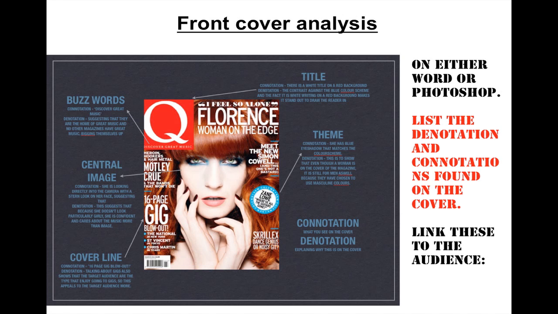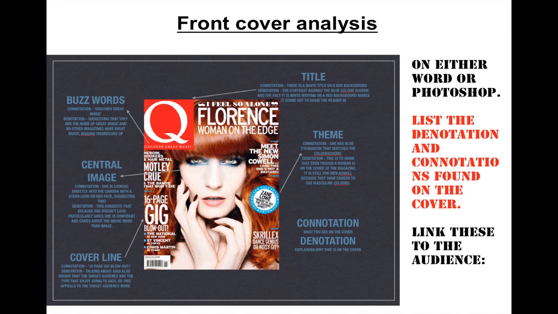using the key elements that we discussed last time. So what are the denotations? What can you see? And what are the connotations? What does this mean? Why is it there? What is it trying to show? You need to do this for the front cover. And remember, everything that you talk about here needs to be linked to the audience. So why is it this way?